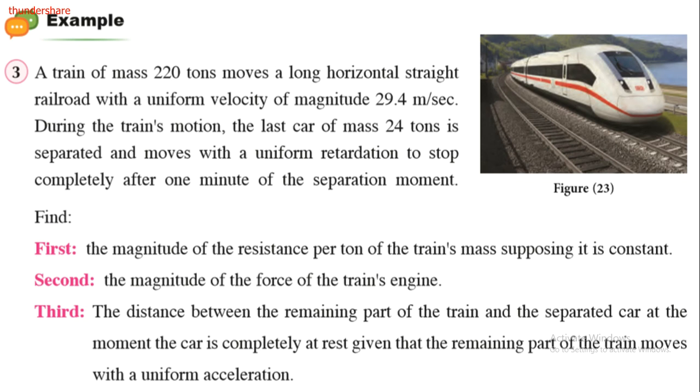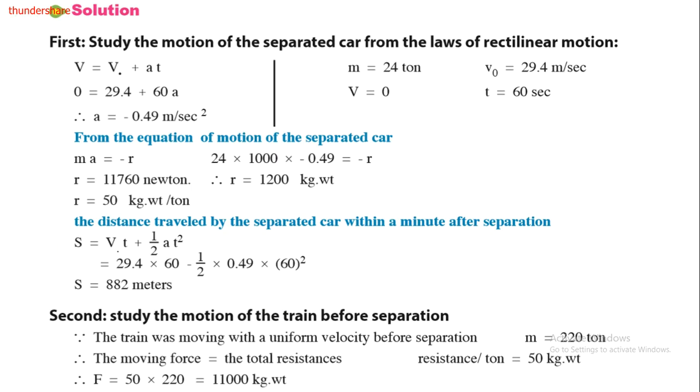We need the magnitude of the resistance per ton of the train mass. Of course, at the end, we have V equals V naught plus at. We study the motion of the separated car, using the car only. V equals V naught plus at. Of course, V final equals 0.